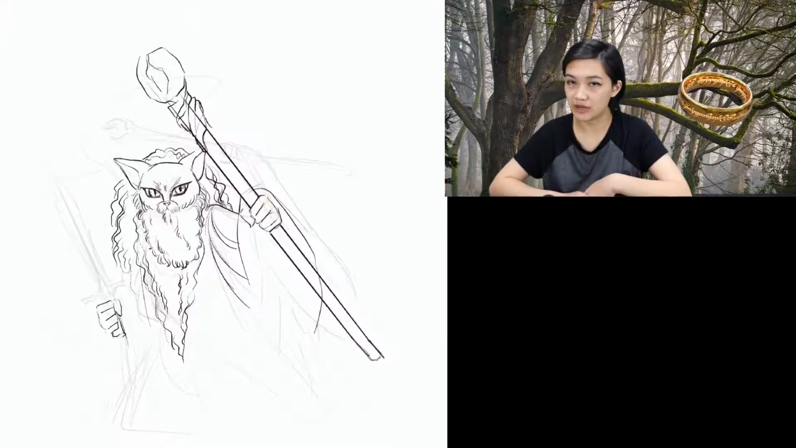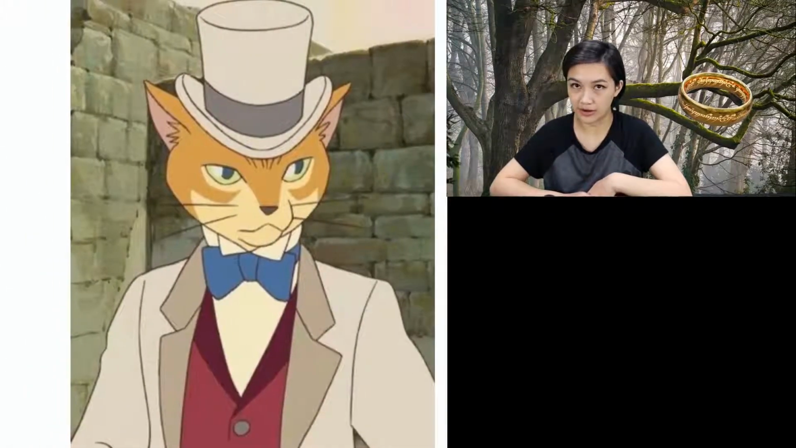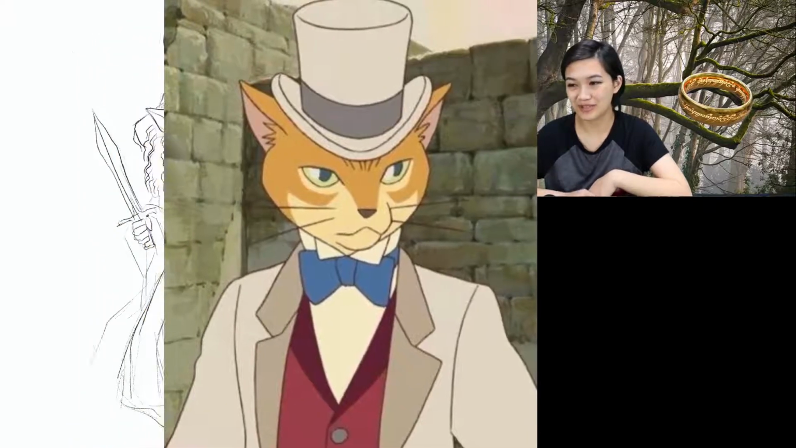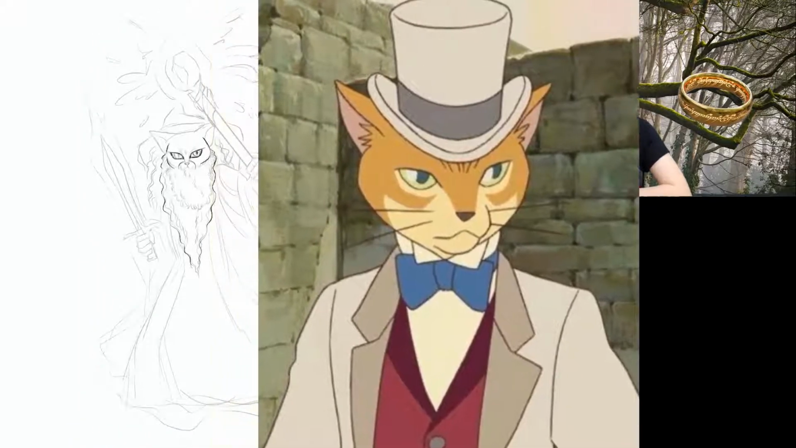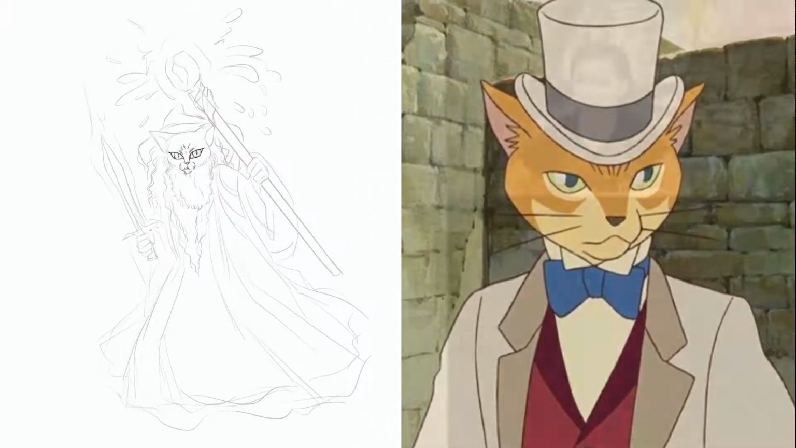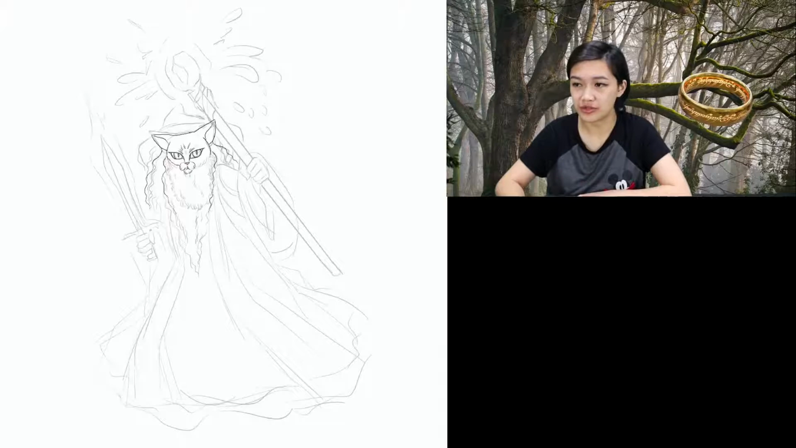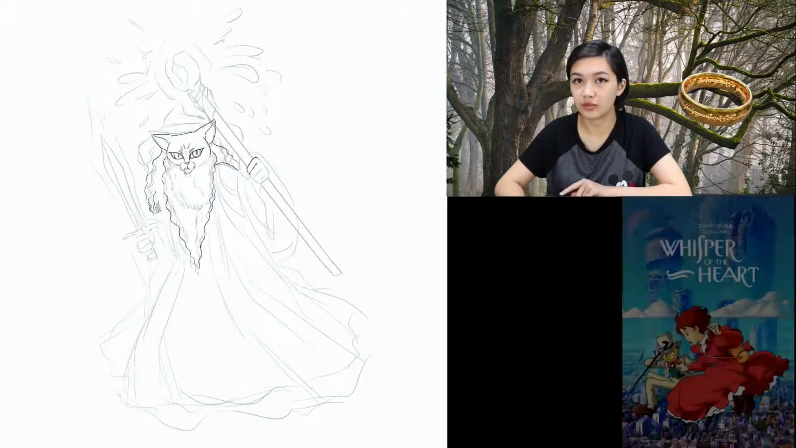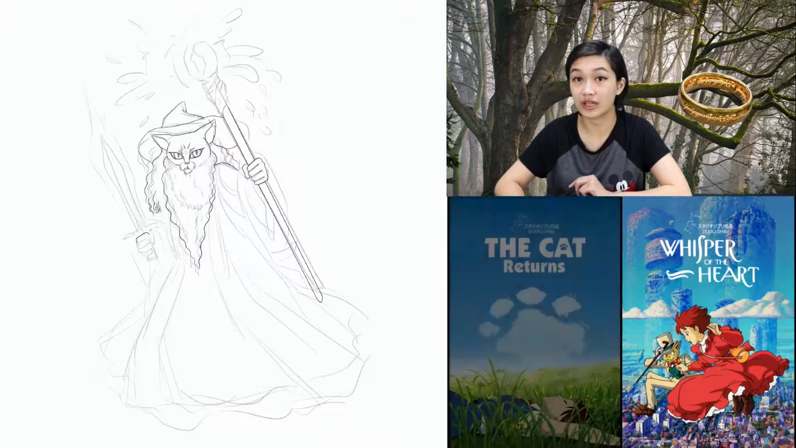One of the characters that we are mashing up is Baron, which is short for his full name, Baron Humbert von Gikkingen. I hope I said that right. And his character actually appears in two Studio Ghibli films. One is Whisper of the Heart, and the other one, The Cat Returns.